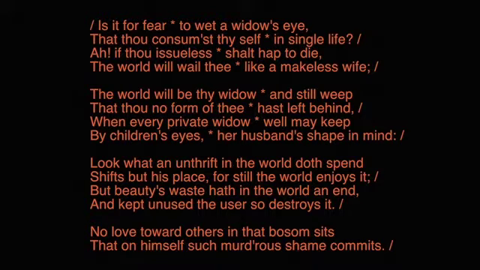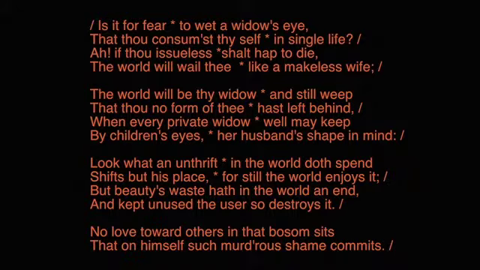Quatrain 3. Look what an unthrift in the world doth spend, shifts but his place, for still the world enjoys it. We've got a comma there. I think after unthrift, look what an unthrift in the world doth spend, shifts but his place, for still the world enjoys it.